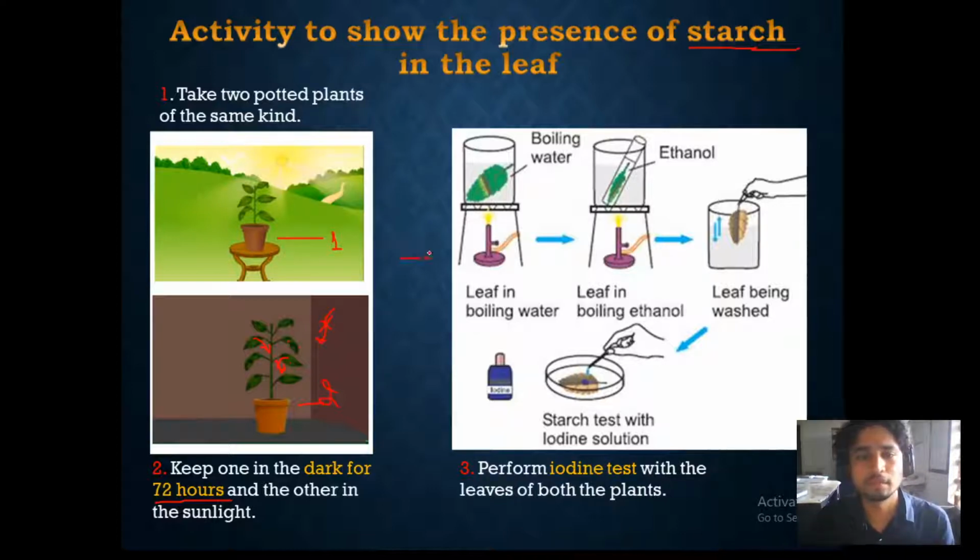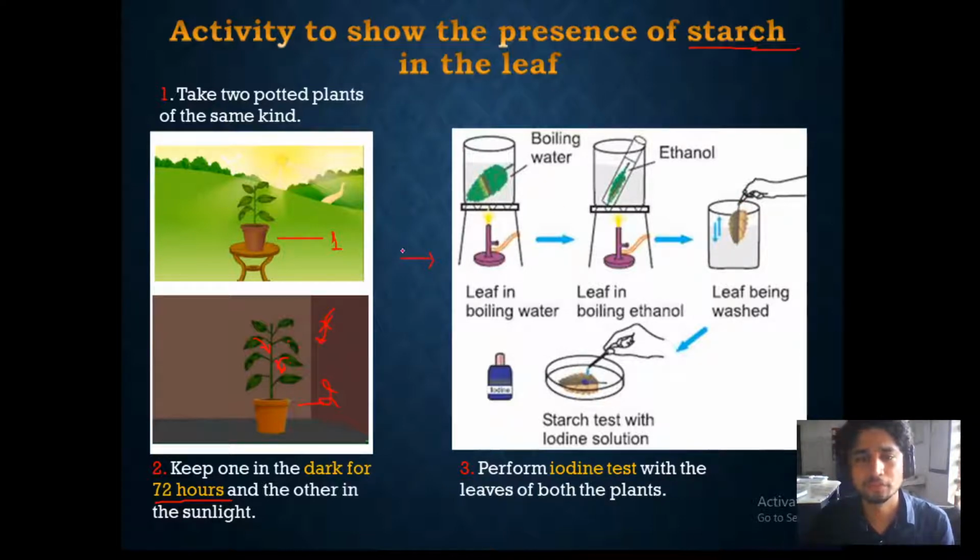Now we are going to test which of these plants are having starch. By now you might have come to know which of these have the starch. To perform the activity, we need certain things: a boiling flask, a Bunsen burner, a tripod stand, a beaker, water, some alcohol, and some amount of iodine. Using these, we are going to perform this activity.